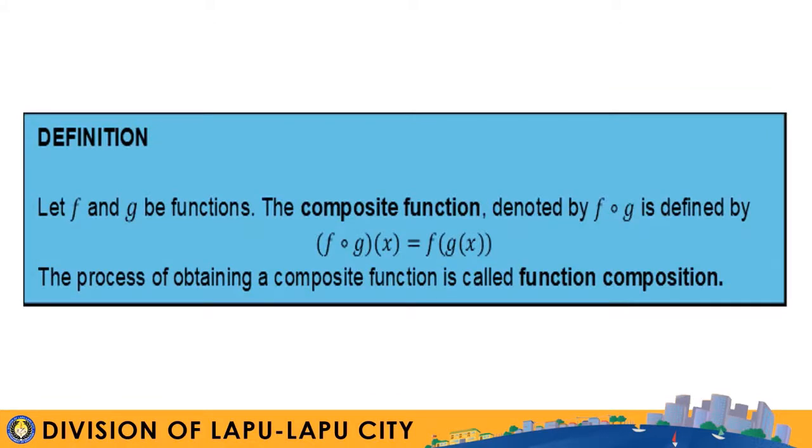The composite function, denoted by f composed of g, is defined by f composed of g of x equals f of g of x. The process of obtaining a composite function is called function composition.